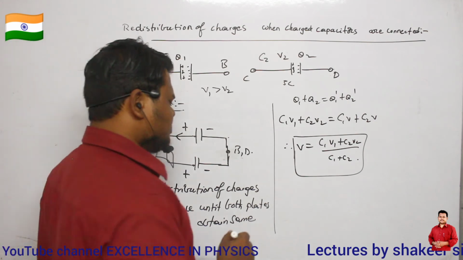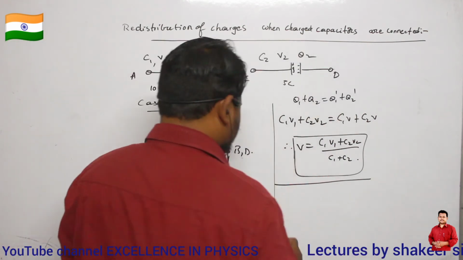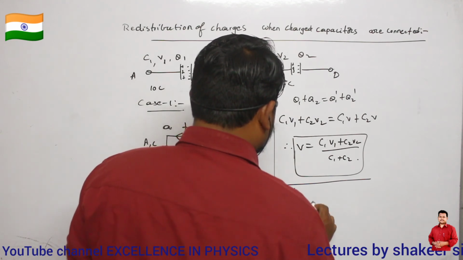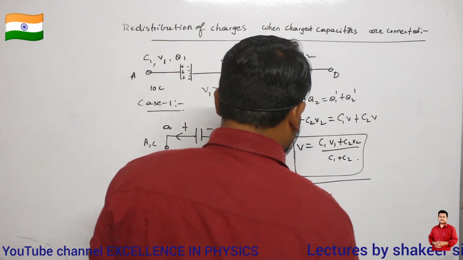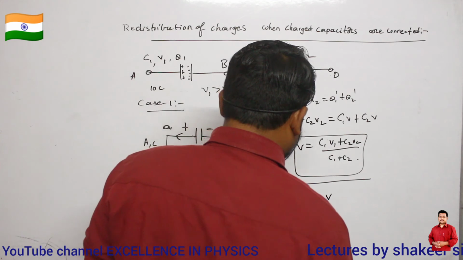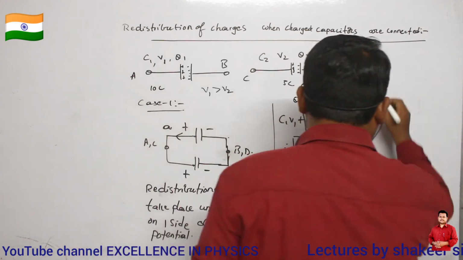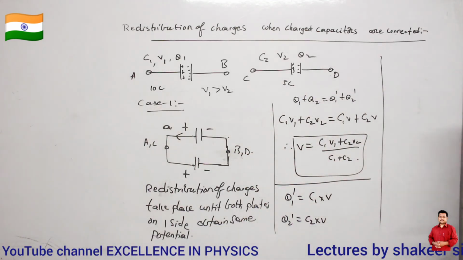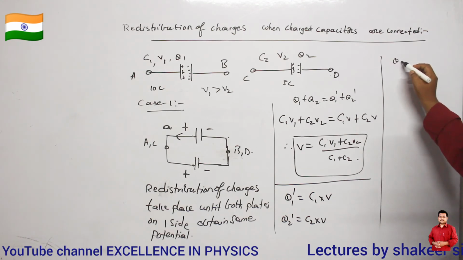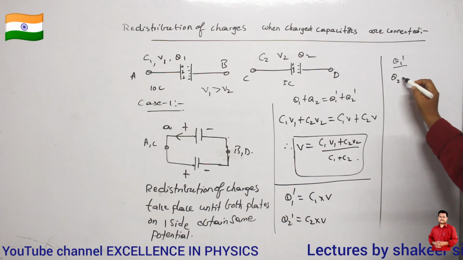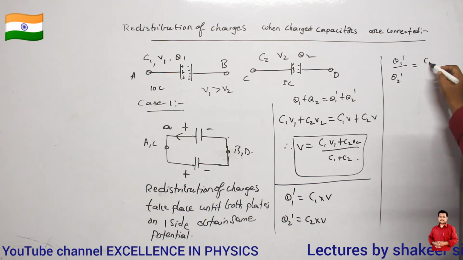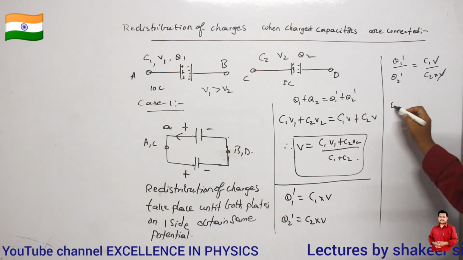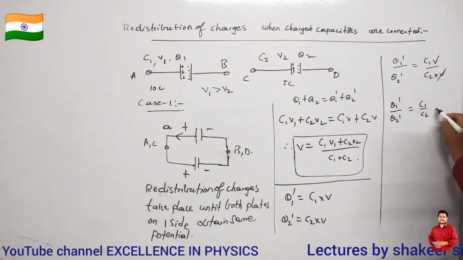Similarly, Q1 dash can be written as C1 into V. Q2 dash can be written as C2 into V. So if I divide both of them, Q1 dash divided by Q2 dash is equal to C1 into V divided by C2 into V. The potentials will get cancelled. So Q1 dash divided by Q2 dash is equal to C1 divided by C2.